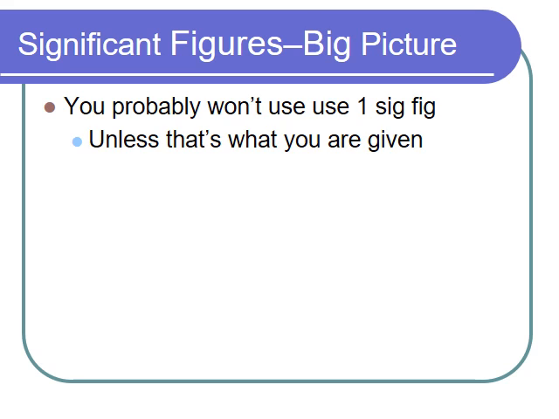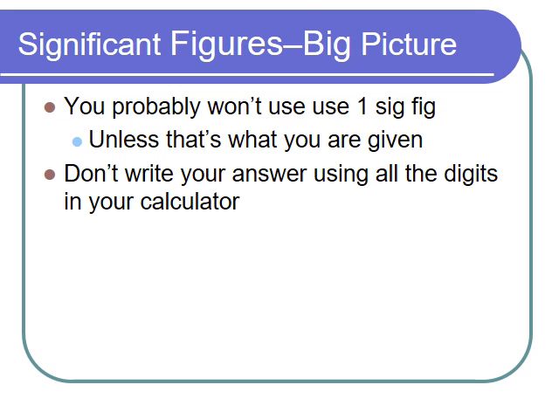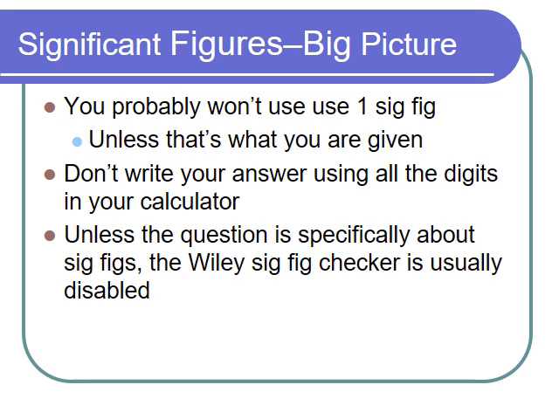So big picture, you probably won't use 1 sig fig unless that's what you're given in the problem. You will not want to write down your answer using all the digits in your calculator. You probably won't be given 8 or 9 or 10 significant figures. We just can't measure that well. Now, unless the question specifically asks about sig figs, the Wiley homework problems usually disable the sig fig checker anyway.